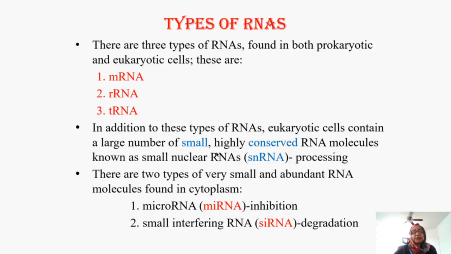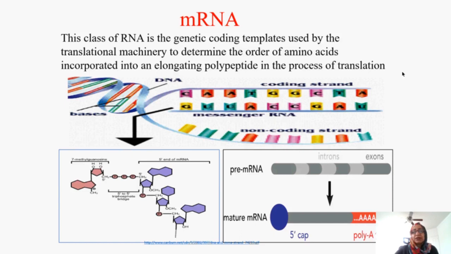So these are just examples, and I have a table that shows you all the functions for different types of RNAs, but I'm going to focus on these three, whether in eukaryotic cells or prokaryotic cells. Okay, questions, please.